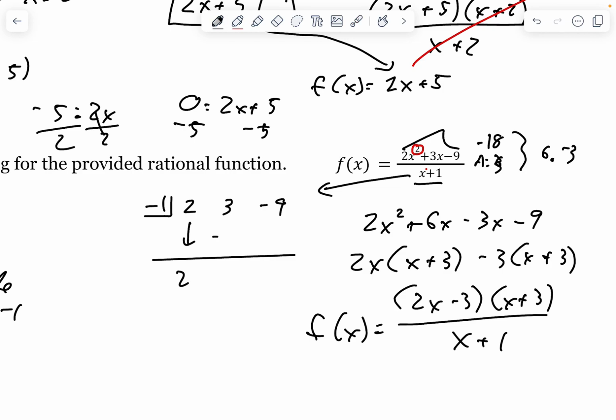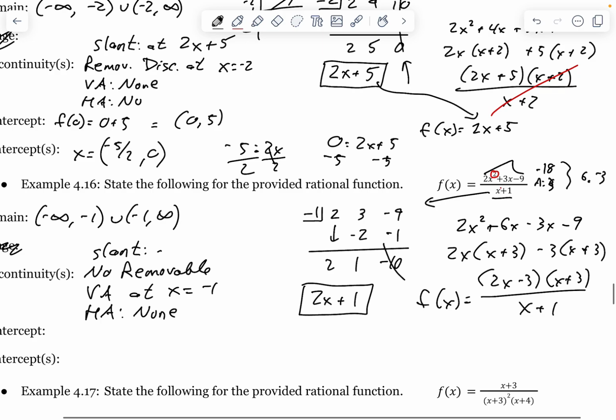So let's take a look. I get 2, I get 1, I get -1, I get -10. I ignore that number. I don't include that number at all in my writing of the slant asymptote. It doesn't matter. That remainder does not matter. So my slant asymptote would be at 2x plus 1. It's going to look like my graph bends towards that 2x plus 1.